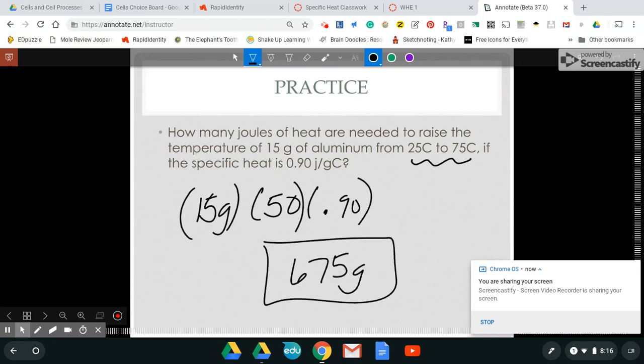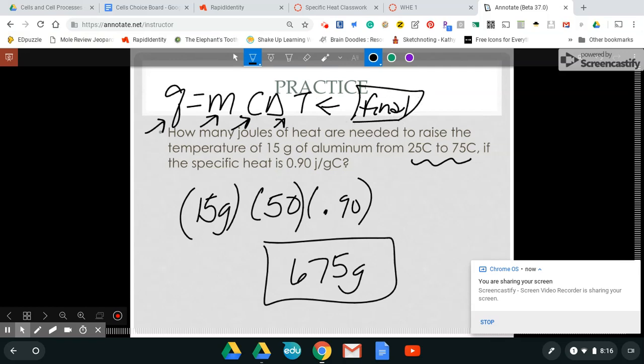Okay? So that's how you work specific heat problems. Sometimes, when you're looking at this equation, it may ask you for the mass. It may ask you for the amount of heat, specific heat, or change in temperature. One that's a little bit tougher is when they ask you for like the final temperature. So you have to kind of set up an equation for that one. But typically these are the ones that we tend to work.